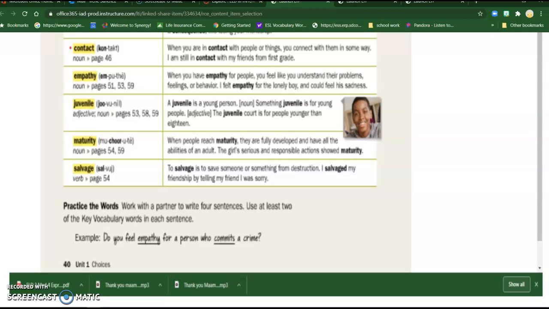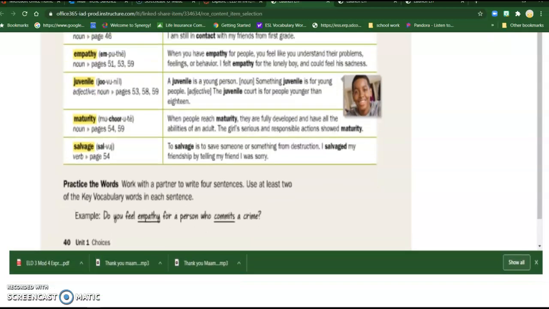Our next word is juvenile. Juvenile talks about a young person. It can be an adjective and it can also be a noun, because juvenile can describe a person, or juvenile can be the noun for a person, for example, a teenager. So I want you to remember that we'll be using this word in both contexts, as an adjective and also as a noun.